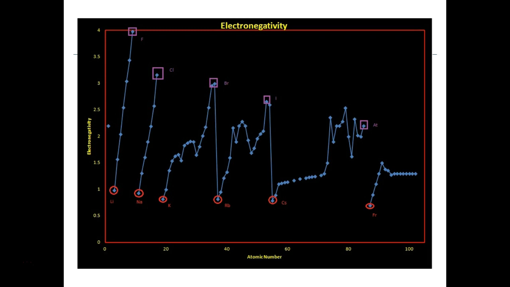So what we see when we look at this is that in general, as I go down a group, my electronegativity decreases. And as I go across a period, my electronegativity increases. We can also see that fluorine, by our scale, is given the highest value, and all the other elements are standardized against fluorine. This is why fluorine has the highest value. And francium has our lowest value.